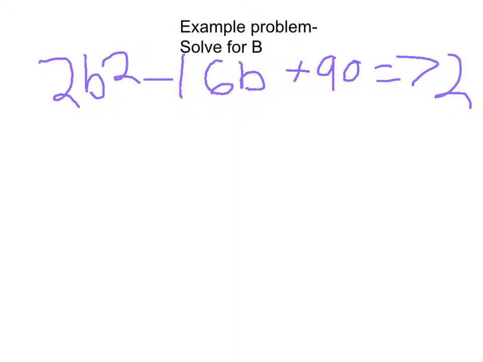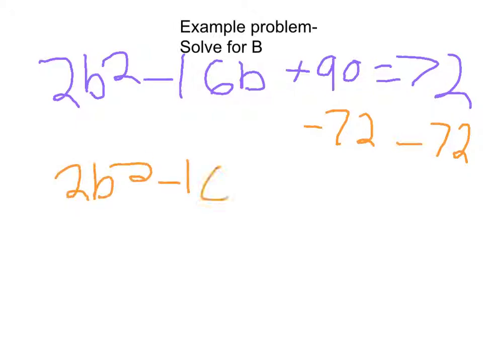Now there are two options of what to do first. You could divide everything in the equation by 2 to make b squared first, or you could subtract 72 from this side to make this side equal 0. So what I'm going to do is subtract 72. And then we end up with 2b squared minus 16b plus 18 equals 0.